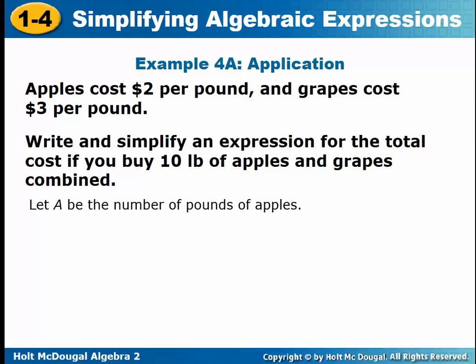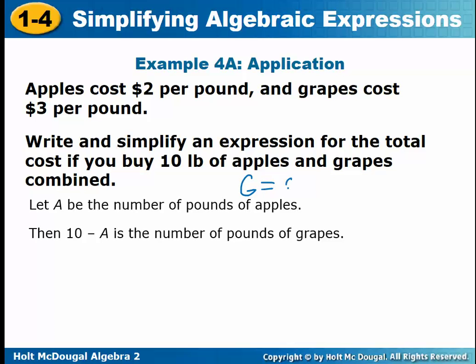So we're going to let A be the number of pounds of apples. You could have picked another letter, but A makes sense since it's apples. And instead of saying G is equal to the number of pounds of grapes, which you could do, let's write it in terms of A. So if apples plus grapes equals 10, then we could solve this for G. If I want to know what G is equal to in terms of A, I would get G equals 10 minus A. That's what they're using.